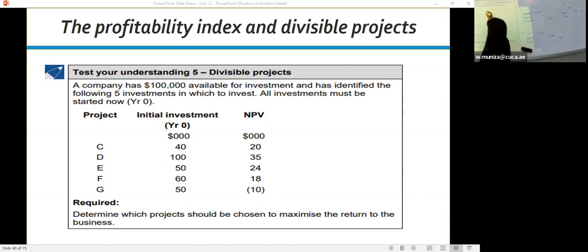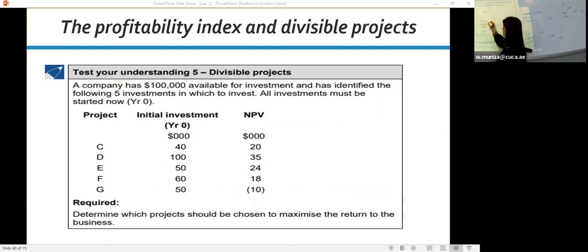So we are going to rank all of the opportunities by calculating the profitability index. What is the formula to calculate profitability index? NPV divided by initial investment. So calculate profitability index for every project: 35 divided by 100, 24 divided by 50, 18 divided by 60. This one is not going to be considered since it has a negative NPV.